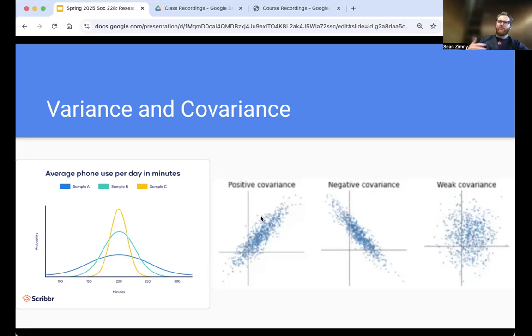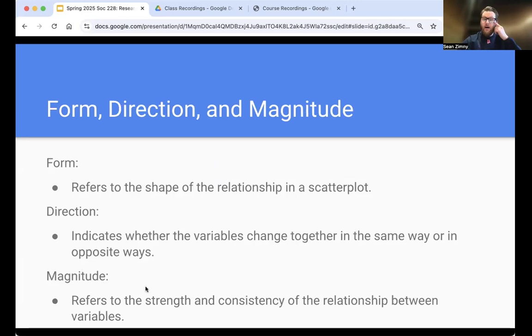So when we're talking about strength of relationship, these are the sorts of things that we're talking about, whether it is a really strong relationship or not. We're going to get to form, direction, and magnitude or strength on the next slide, so we'll get into that more. And if you're more confused, again, feel free to ask me questions about this, and there is more in the notes section of this slide. But let's talk about form, direction, and magnitude.